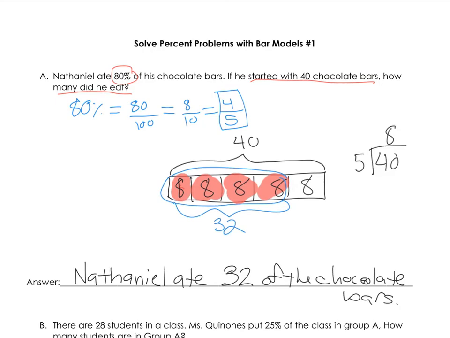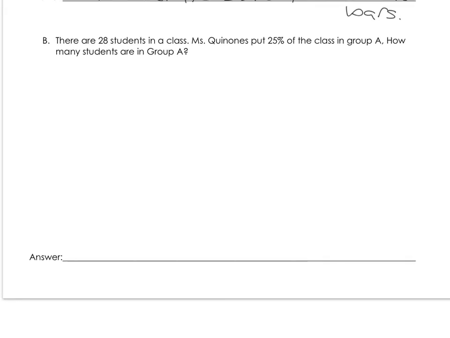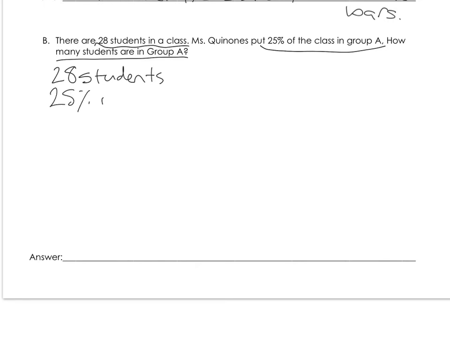And so let's go to another example. There are 28 students in a class. Miss Quinones put 25% of the class in Group A. How many students are in Group A? So what do we know? We know that she had 28 students in the class, so that's the total number of students, and there's 25% in Group A. So let's use a bar model and figure out what 25% of 28 is.